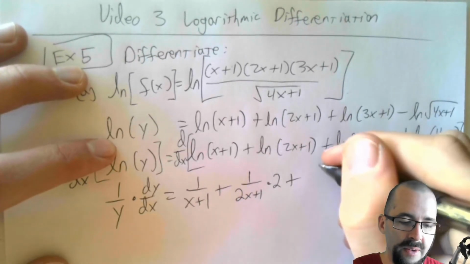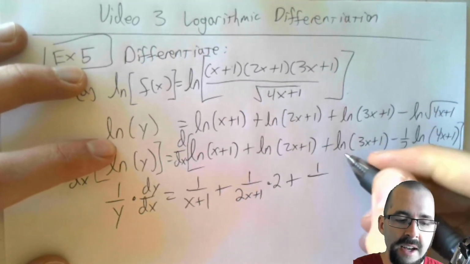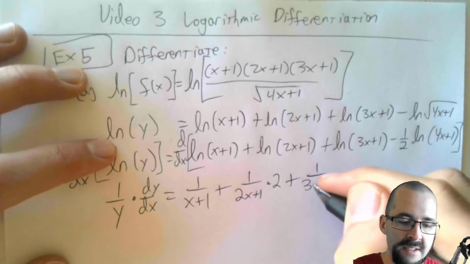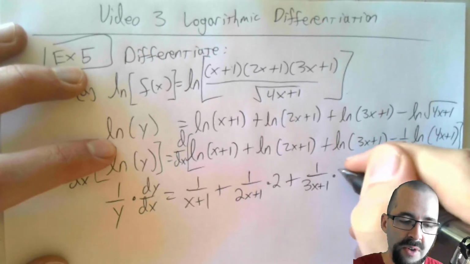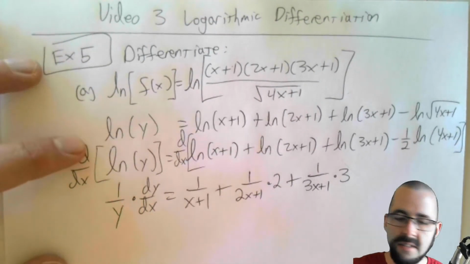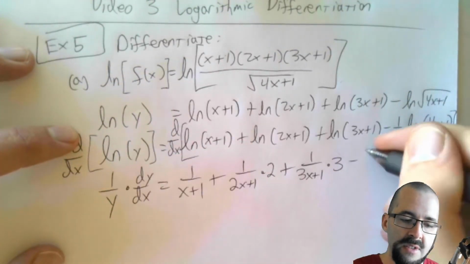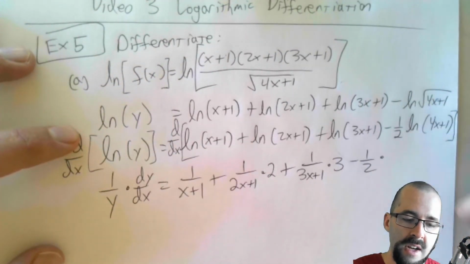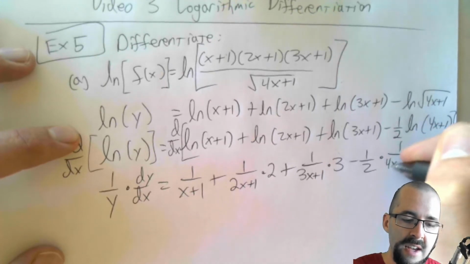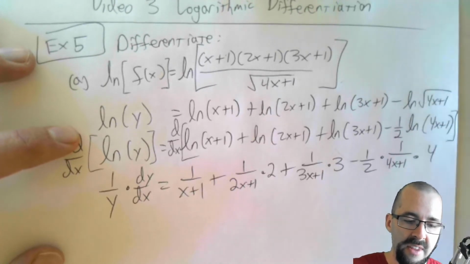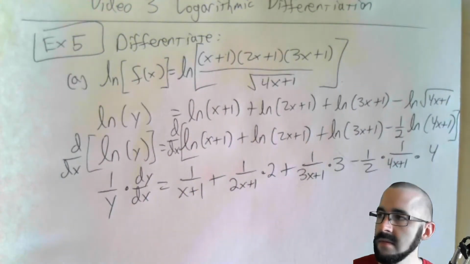Plus, all right, I'm getting sick of this. It's all the same, right? Derivative of this natural log is 1 over the inside, times the derivative of the inside. This one over here is 1/2 times derivative of natural log, 1 over the inside plus the derivative of the inside.